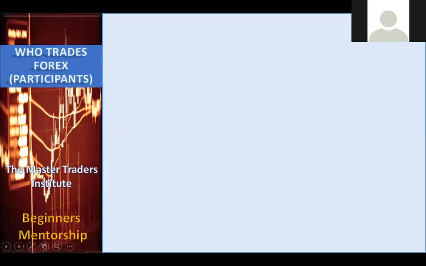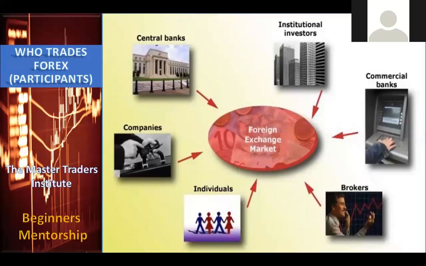Now, who are those people that trade Forex? We have the central banks, like I mentioned earlier. We have institutional investors. Institutional investors are those guys that trade the Forex market in a large quantity. These are guys that put billions and trillions into the Forex market. The central bank, the institutional investors, the commercial banks, these are the guys that determine majorly what happens in the Forex market.